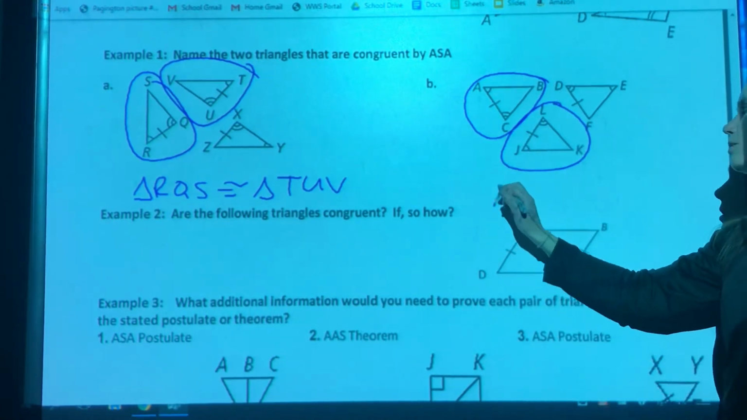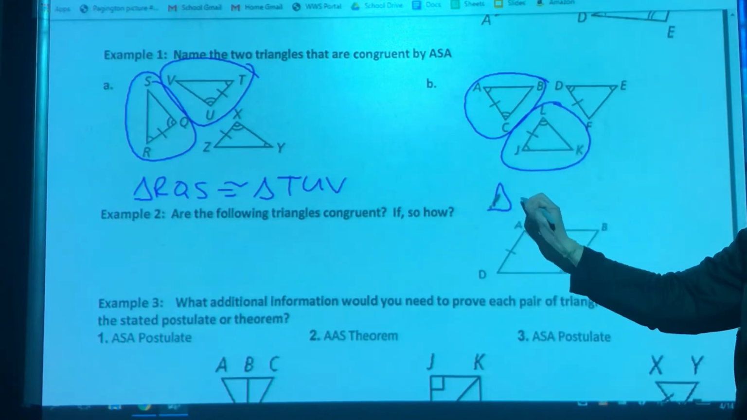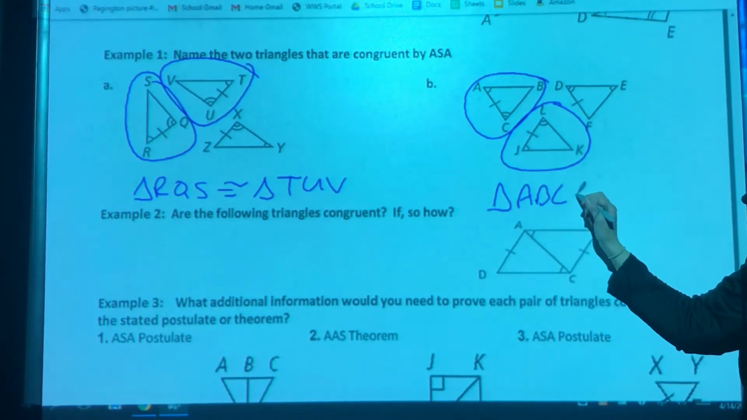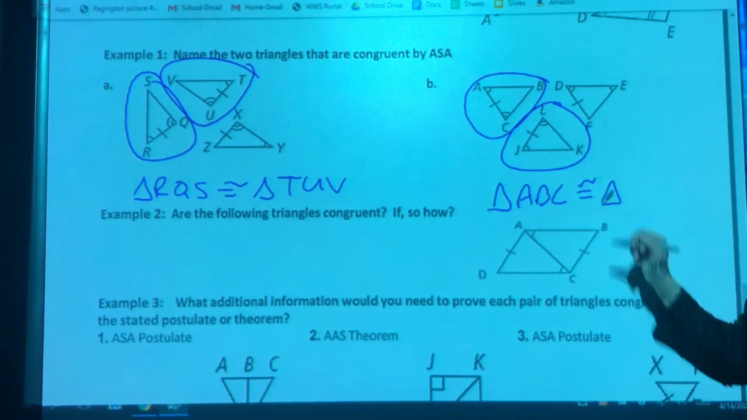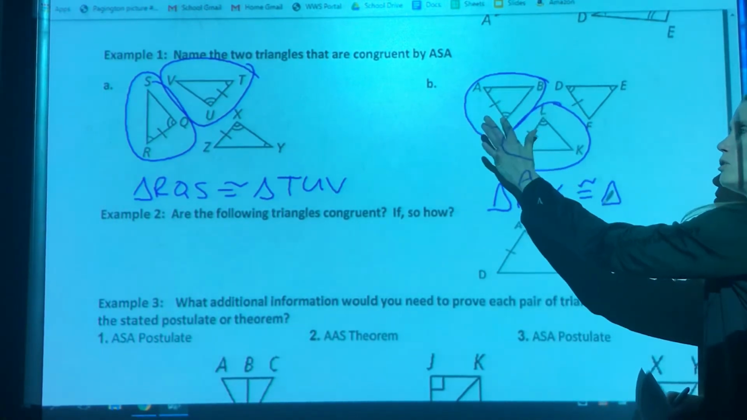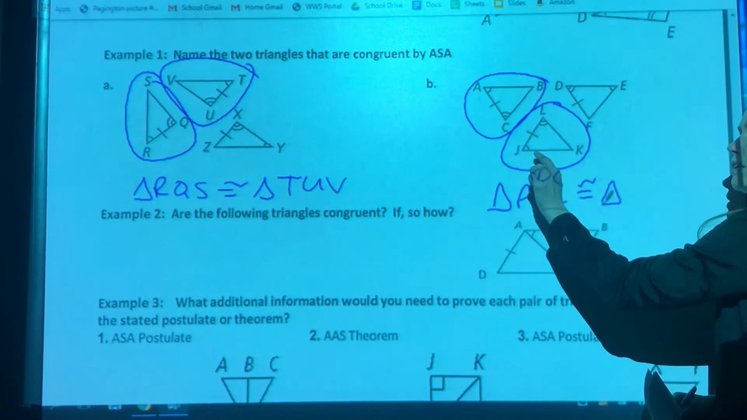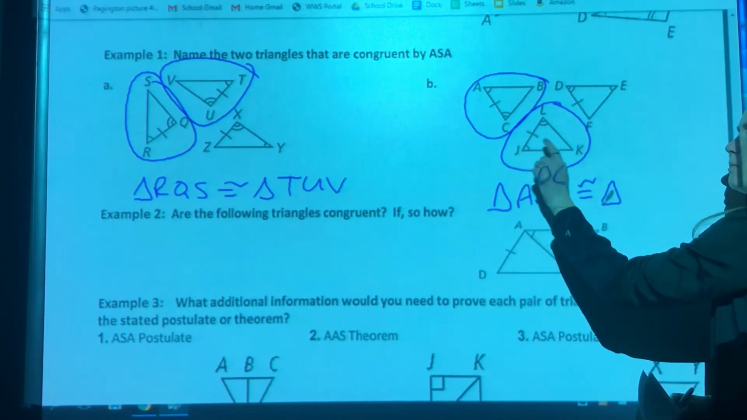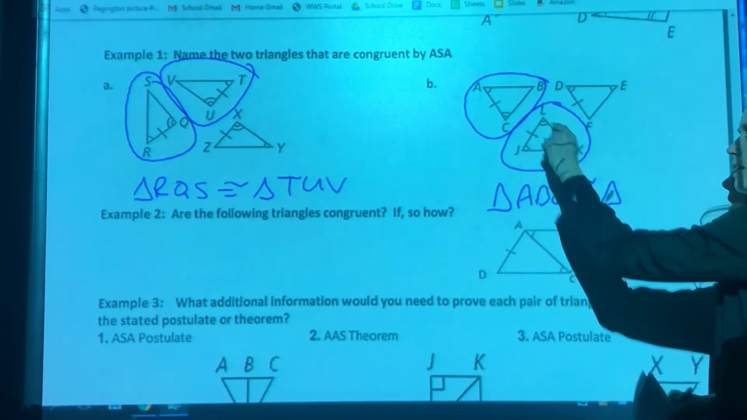Again, I can do my congruent statement. It doesn't matter how I name the first one. I'll just say triangle ABC. But it does matter how I name the second one. So if I go ABC, one mark, no mark, two mark, follow the same pattern over here. One mark, no mark, two mark, so JKL.